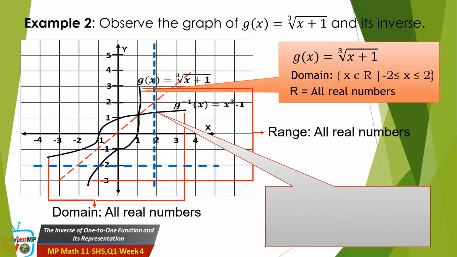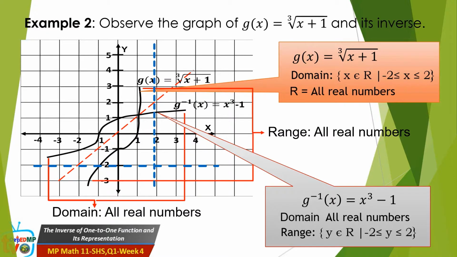Now, the domain and range of inverse function g of x. The domain is a set of all real numbers, and the range is a set of real numbers such that negative 2 is less than or equal to y, then y is less than or equal to positive 2. Comparing the domain and range of function g of x and its inverse function, the domain is the range of its inverse function. The range of function is the domain of its inverse function.